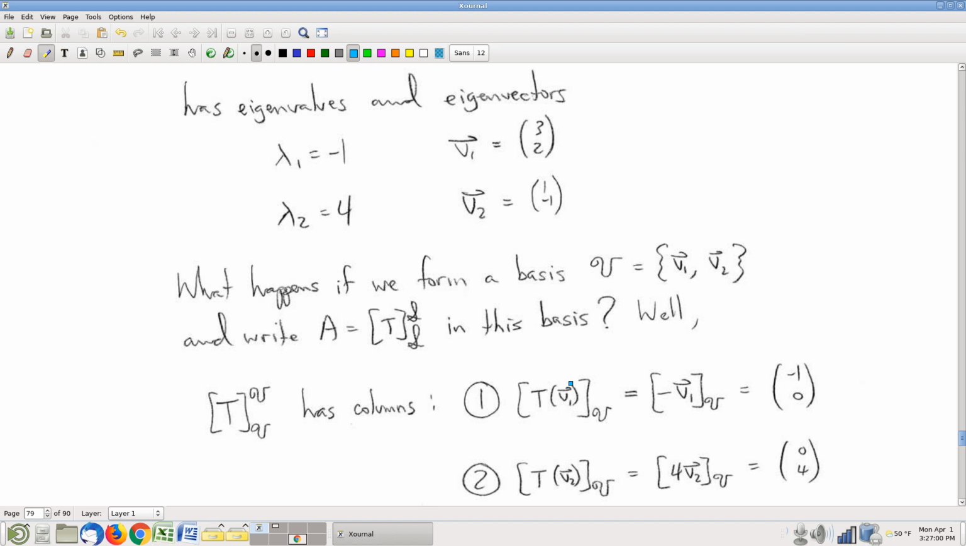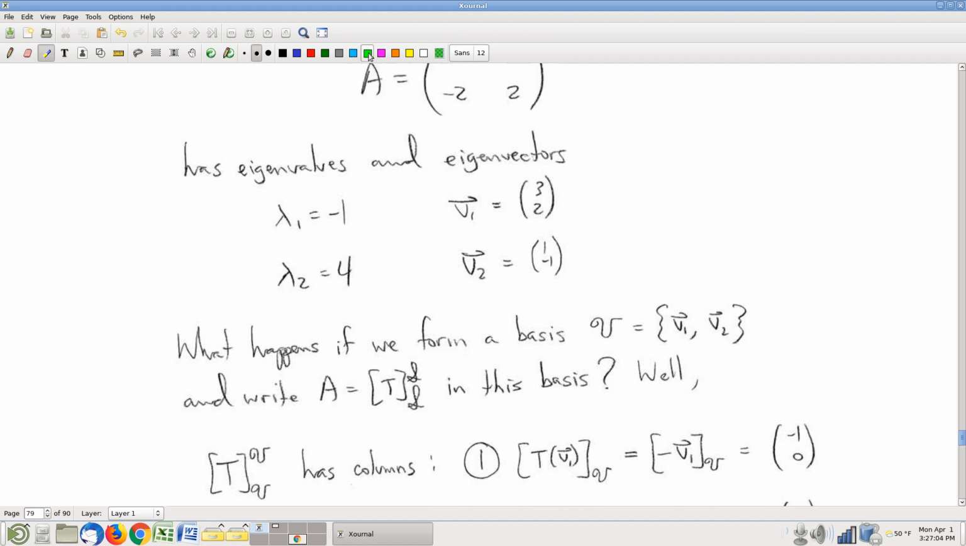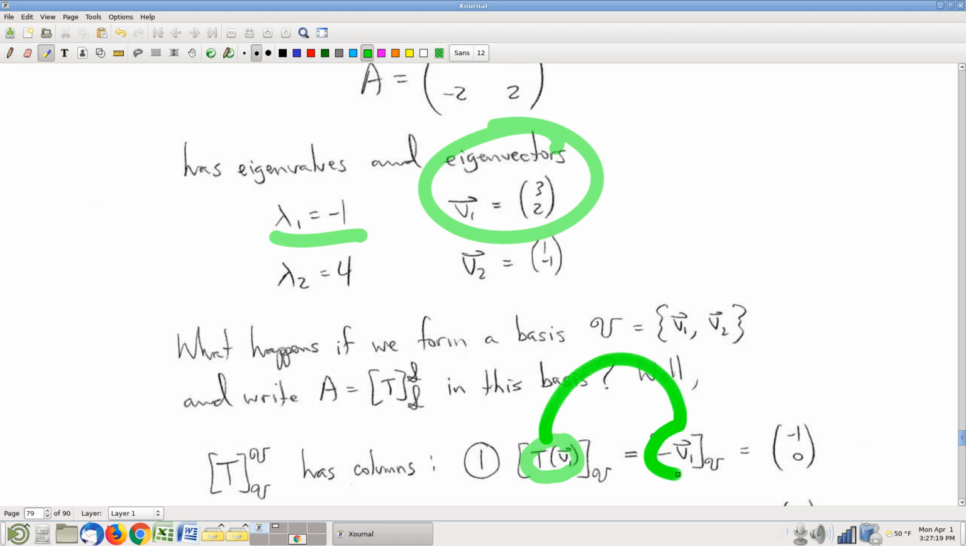Here we go. What is T of V1? Good news. V1's an eigenvector. T of V1 is really easy to calculate. It's just -1 times V1. So because it is an eigenvector, it's easy to compute its image. T of V1 is -1 times V1. Okay, that was the first part of the process.